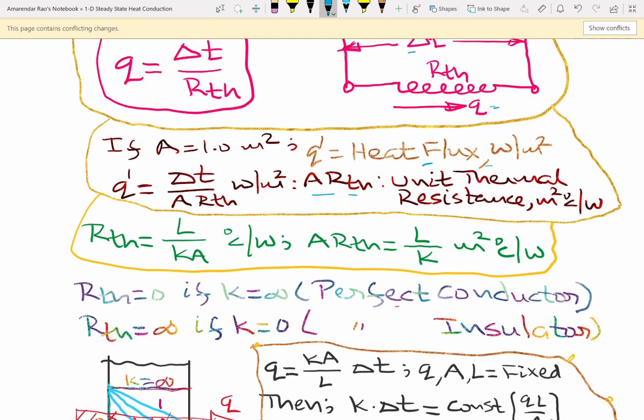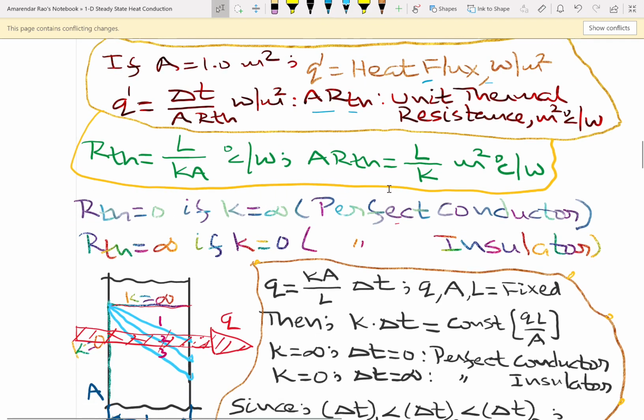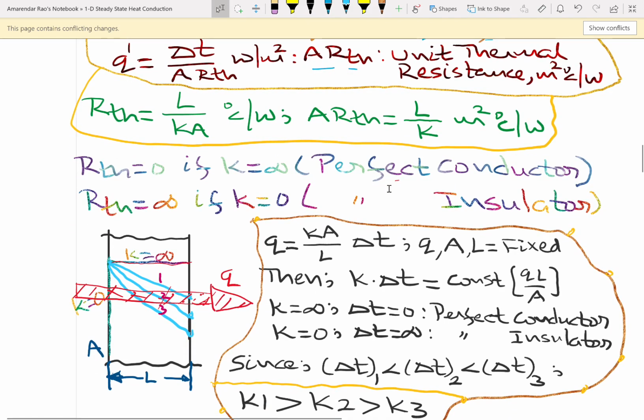And by comparison, we can realize that thermal resistance is L by KA and unit thermal resistance is L by K. And we can see that for the given geometrical parameters L and A, our thermal resistance would be 0 if K is infinity. That material we call a perfect conductor. And our thermal resistance will be infinity if K is 0, which we call a perfect insulator.